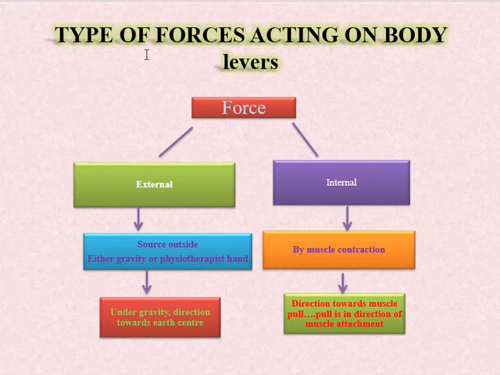Now we look at the types of forces acting on the body levers. Force is divided into two types: external and internal. External force has a source outside, either gravity or the physiotherapist's hand, and internal force is applied by muscle contraction. External force under gravity acts towards the center, and internal force is applied by muscle contraction, acting as a muscle pull. Pull is in the direction of the muscle attachment.